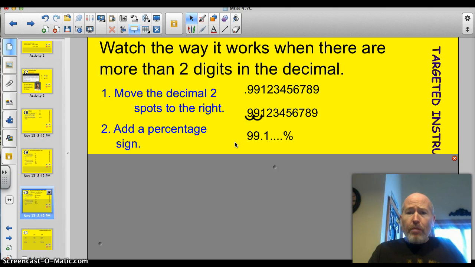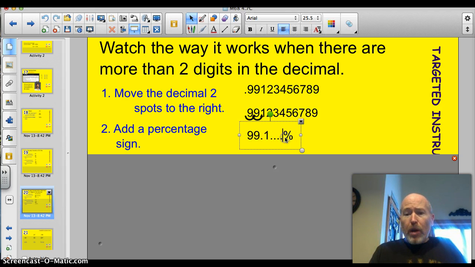All right, watch the way it works when there are more than 2 digits in the decimal. I made this ridiculously large decimal, which is basically 0.99. But look how I did it. I just moved it 2 spots, 1, 2, and that's where my decimal would be. 99.123456789%. All right, or 99.1%. That's usually the way we'd express it. We'd usually round it to the first digit or the second digit, whatever people want. If you want to round to the second digit, it would be 99.12%.